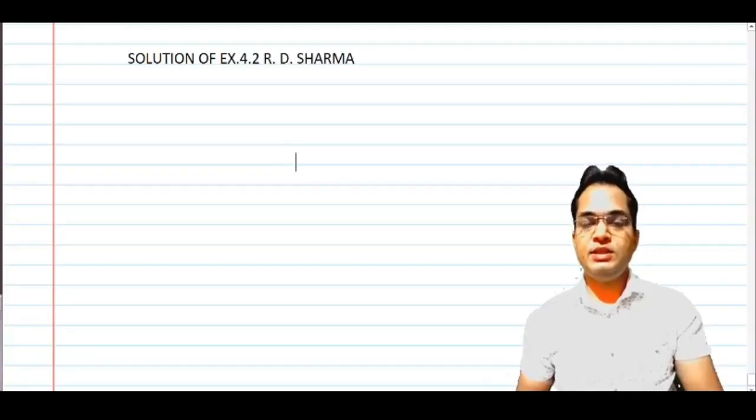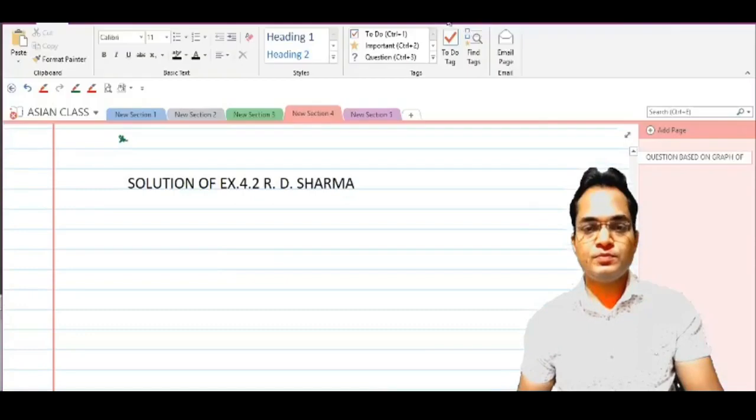Hello students, in this video we are going to solve the exercise 4.2 of R.D. Sharma. Basically, what is the concept? On the basis of the graph of cos inverse x. So the questions based on the graph of cos inverse x, we will deal with here. First of all, let me recall the graph of cos inverse x for you, so we can understand it.